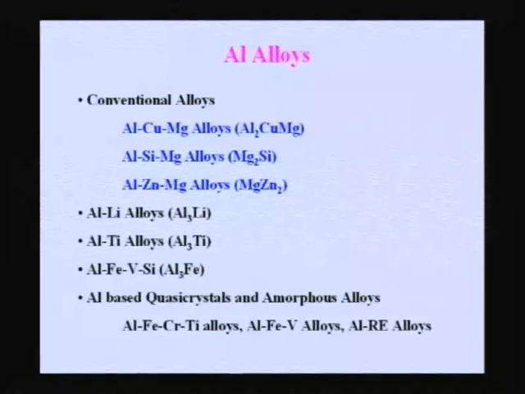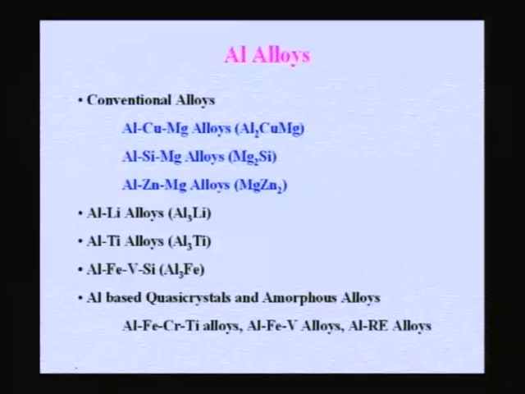One is aluminum titanium alloys, and the aluminum iron vanadium silicon alloys, and a number of aluminum alloys where quasi-crystals and amorphous phases form. And some of these alloys have very high strengths of the order of around 1.5 or 2 gigapascals, which is much higher strength for any aluminum alloys.